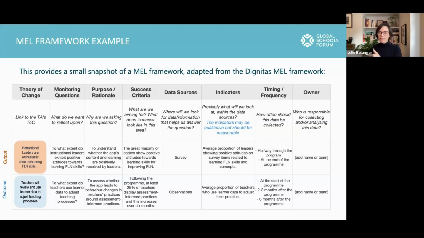So maybe we don't expect to see 100% of teacher behavior change right away, because we know that causality will take time for the school leaders to support the teachers to change their behavior in the classroom, and that this might take time. And so that's why perhaps the target is lower than 100%. Now, where will you find this information? Potentially, you can use lesson observations, and your indicators might be the average proportion of teachers who use learner data to adjust their practices during the lessons that are being observed.